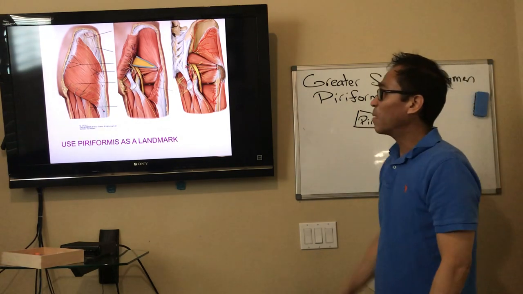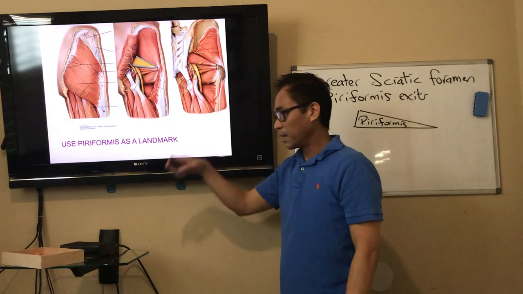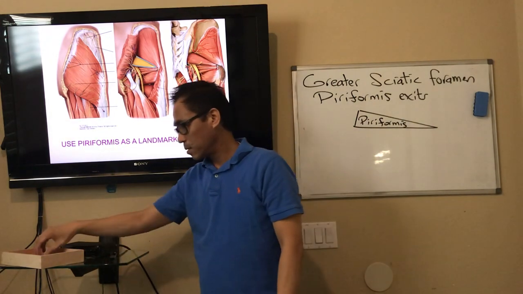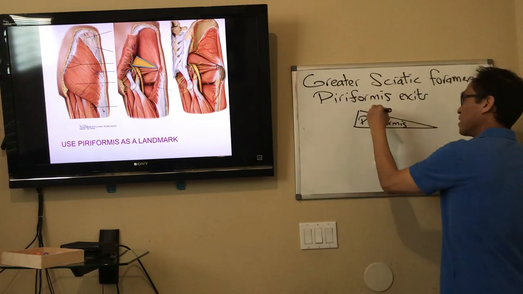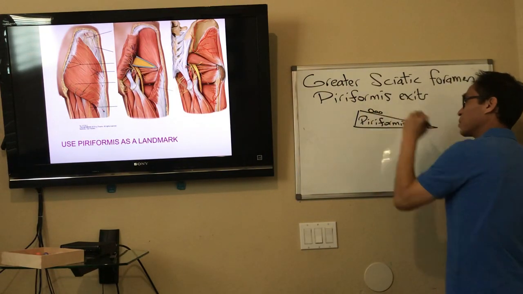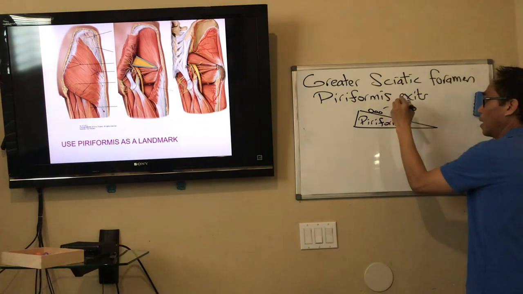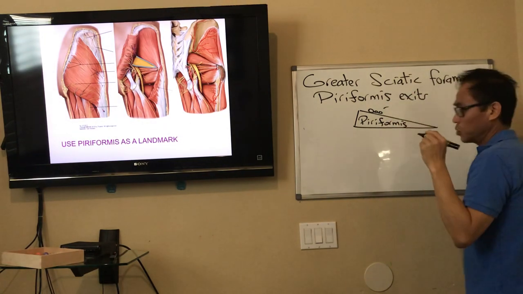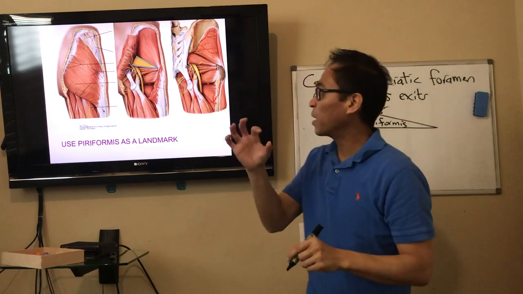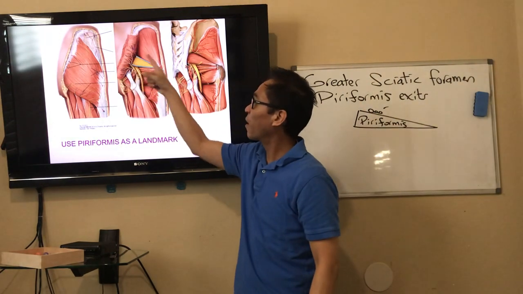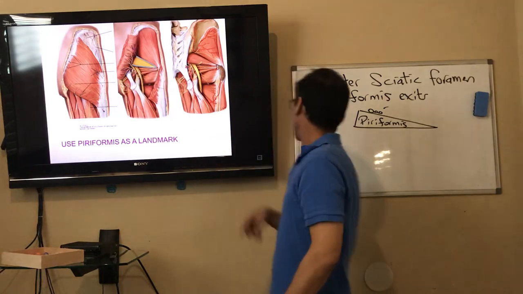If you see a nerve exiting above it, usually they exit as a bundle. I'll just draw three little circles to represent the superior gluteal nerve, artery, and vein. They usually come as a bundle. You can see them bundled up there and there.